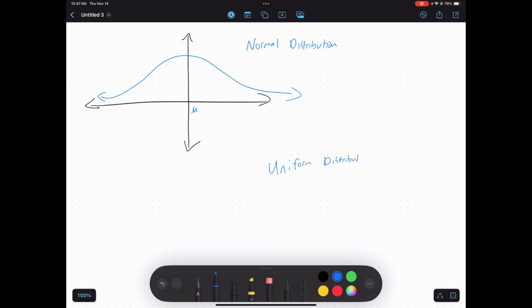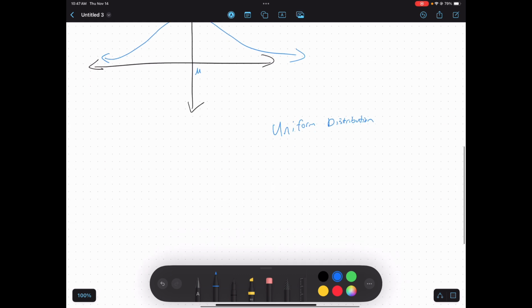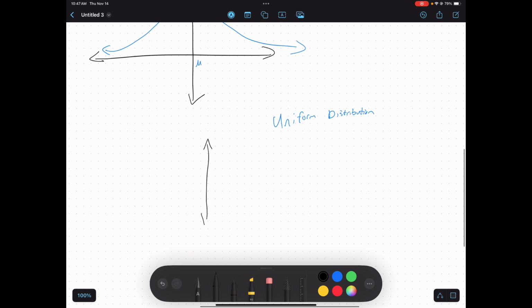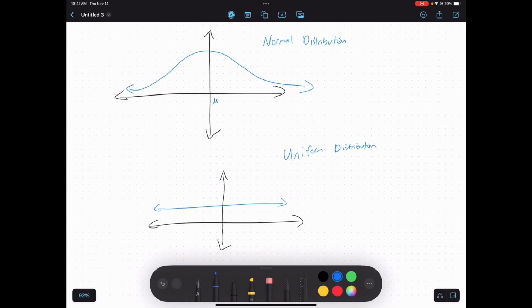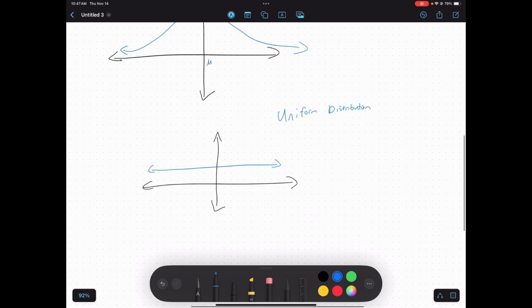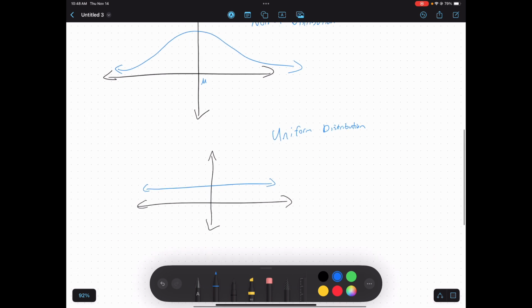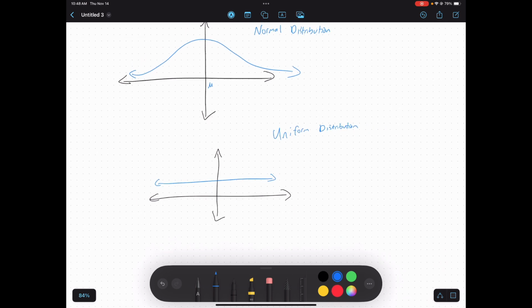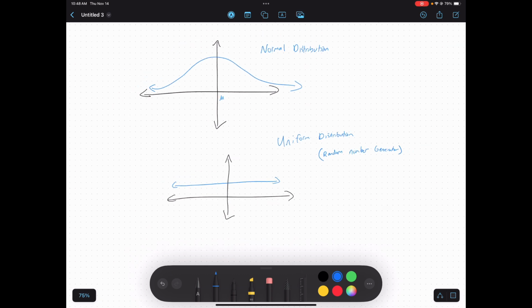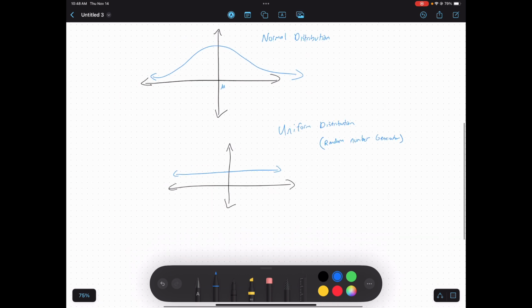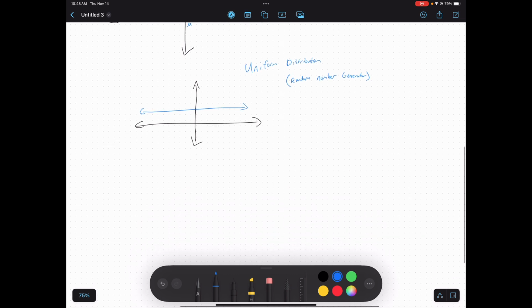A uniform distribution is where all of your outcomes are equally as likely. So instead of having a bell curve, you just have a horizontal line, which just shows that any of your outcomes are all equally as likely. When do we see uniform distributions? A great example of this is random number generators or rolling a die. The probability of each of your events are all equally as likely. So that's another type of common distribution.